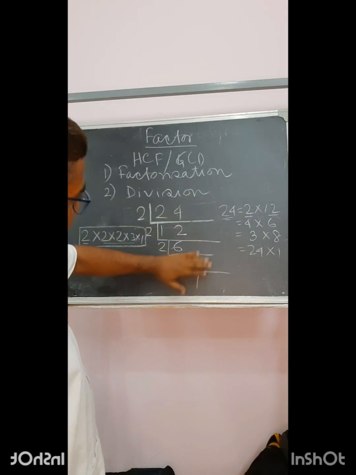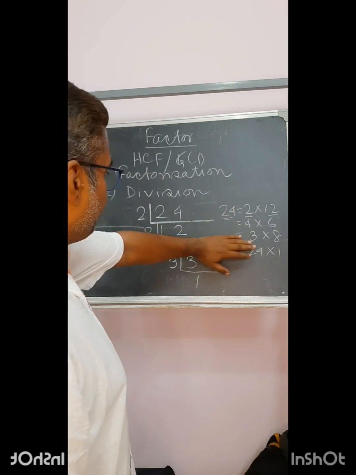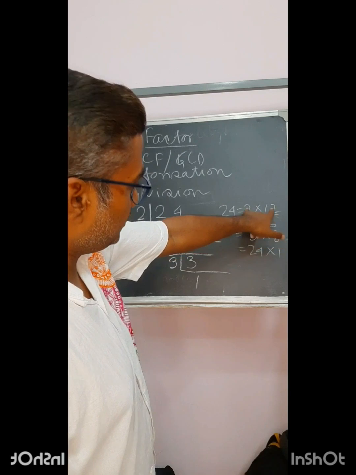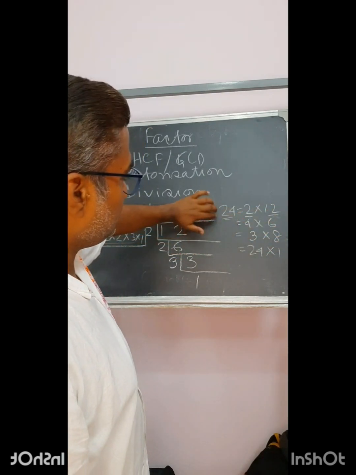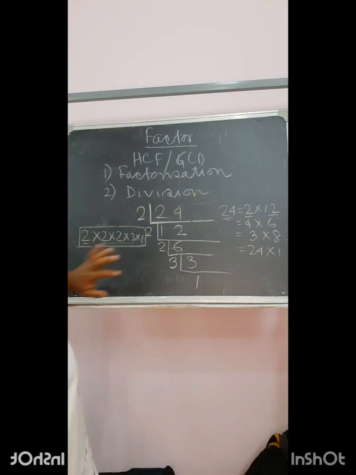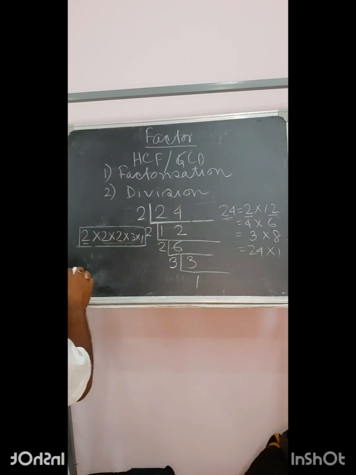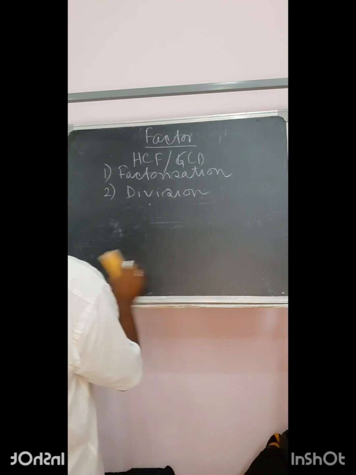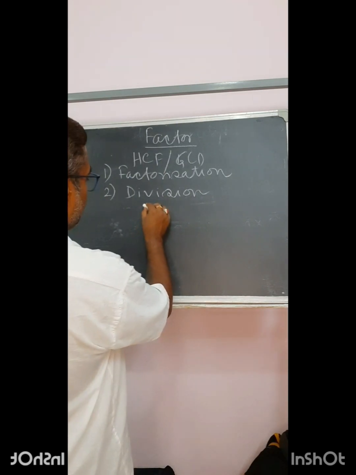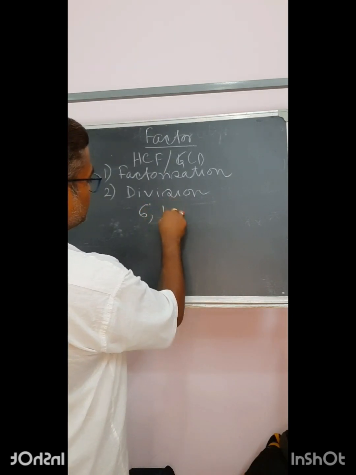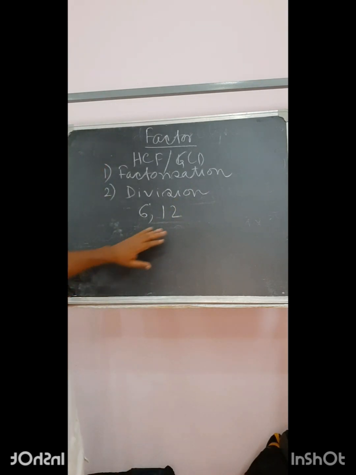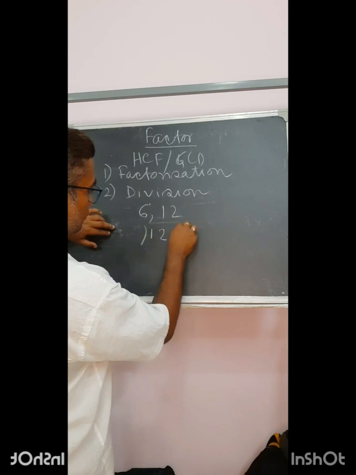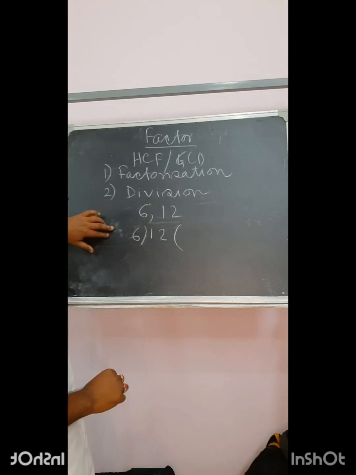So this is the factorization, prime factorization, and from the prime factors I can create a pair of numbers which will give you the number itself. So this is the process of doing factorization, and from that I can calculate HCF. But if I want to do it with the help of the division method, what I have to do in this case is divide the higher number by the smaller number.